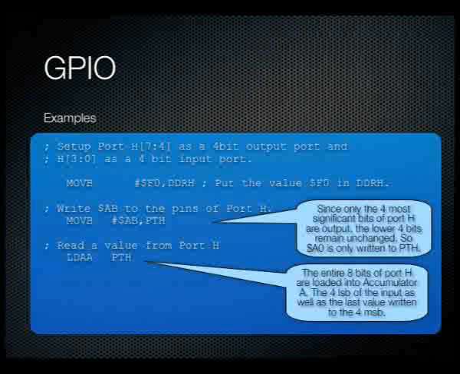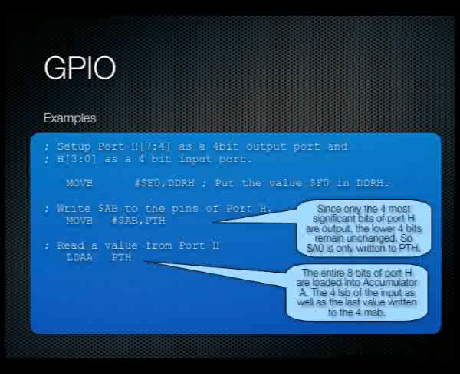So if I do move AB to port H, the one thing you've got to be aware of is when I do a store onto a port where only part of that port is input and part of that port is output, effectively only the output bits of that port are actually modified. So by writing AB to that register, it's only the top 4 nibble that actually changes. The bottom 4 nibble is read-only because it's input. So if I write to the bottom 4, it's just going to ignore it, because the bottom 4 will always reflect whatever is on those physical pins.